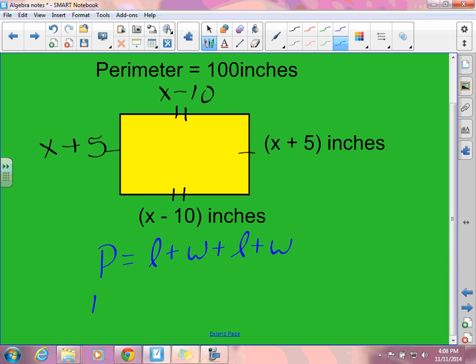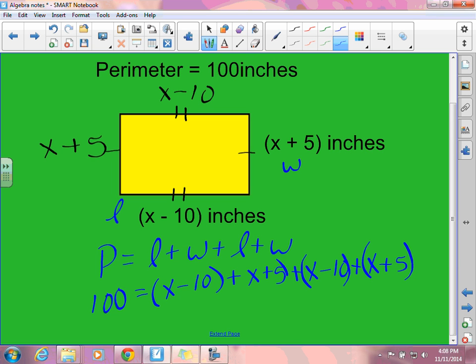Now we got a choice. What's going to be our length and what's going to be our width? And with this rectangle, they don't really tell you. So you get some choice. I'm going to say that x plus 5, I'm going to say that's my width. And I'm going to say x minus 10, I'm going to say that's my length. So what I'm going to do then is where you see the L, I'm going to put in x minus 10. Where you see the width, I'm going to put in x plus 5. And if you want to put in the parentheses, you may. You don't technically have to because you're adding it together.